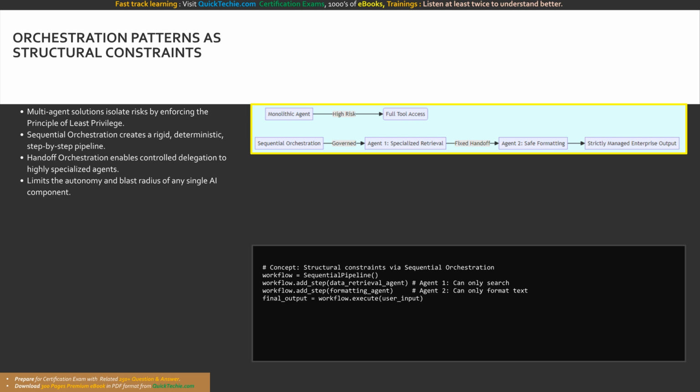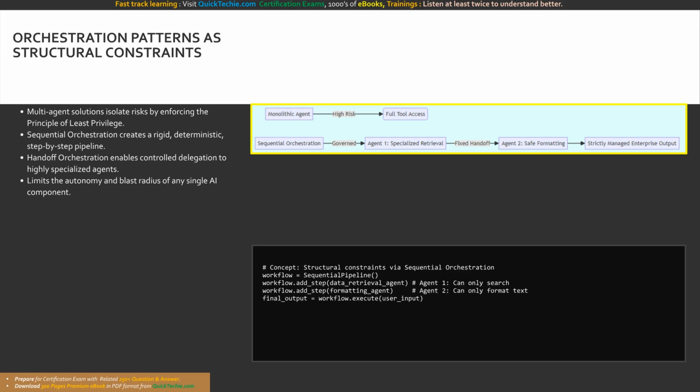This task ledger acts as an immutable record of goals and execution plans, further enhancing your ability to audit the system's reasoning. Strategic orchestration is a powerful form of structural governance that inherently restricts the scope of potential failures. This configuration enforces structural governance. The data_retrieval_agent has search permissions but no formatting logic, while the formatting_agent cannot access external APIs. This isolation strictly contains the blast radius of each component.